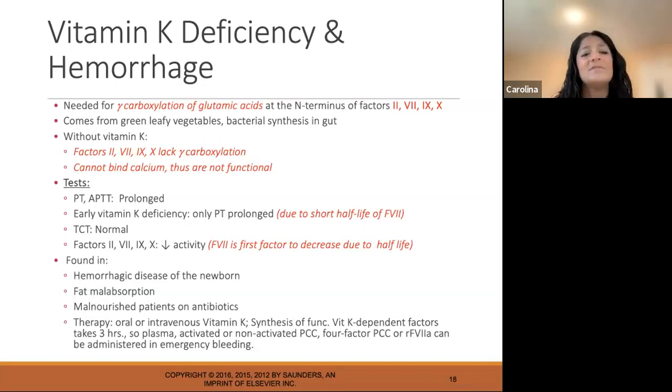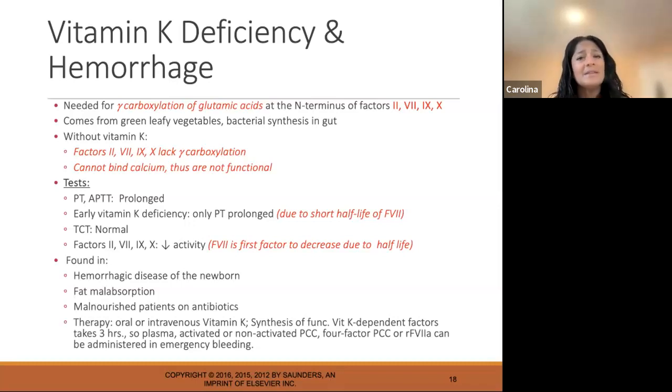The tests in vitamin K deficiency will show a prolonged PT and PTT. In early vitamin K deficiency, you would see a PT alone being prolonged, only because factor 7 is the one that gets affected the earliest because it has the shortest half-life. In this case, though, the thrombin clotting time is normal, okay? With factors 2, 7, 9, 10, you have definitely some decrease in activity. But again, factor 7 is the first factor to decrease because of its shortest half-life.